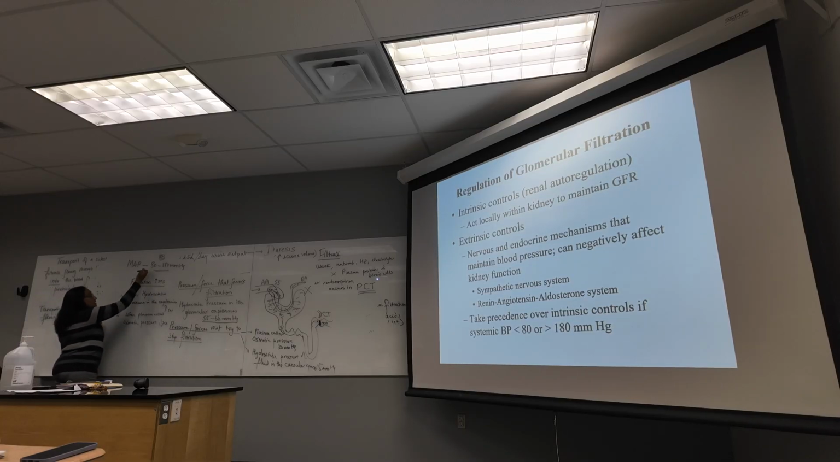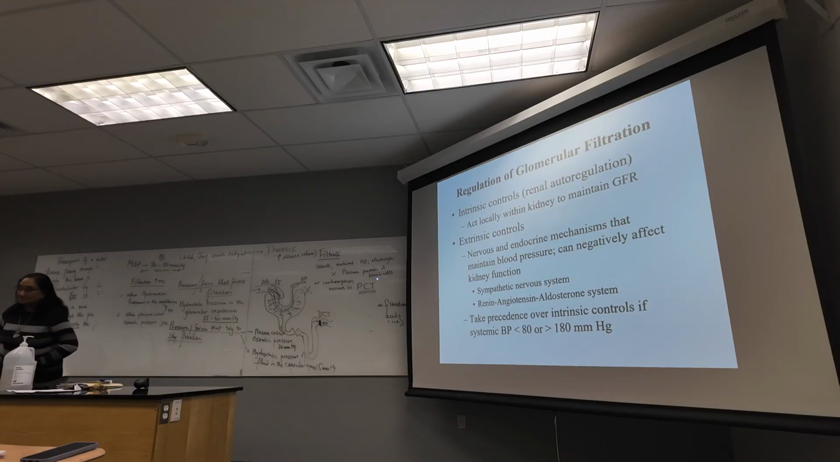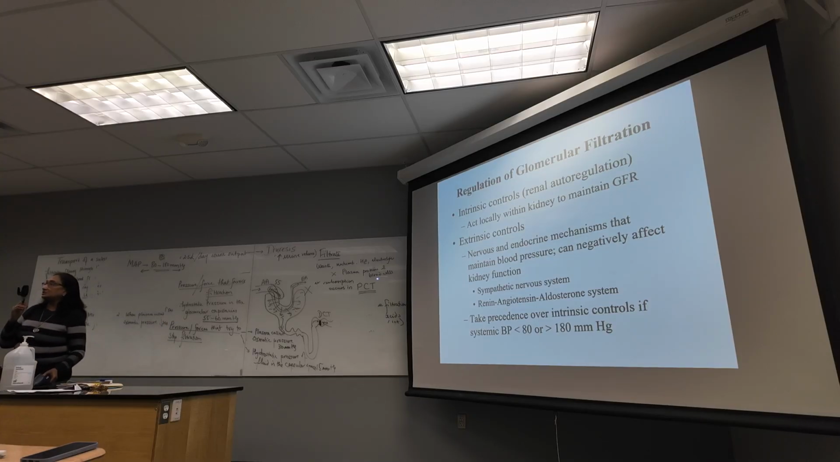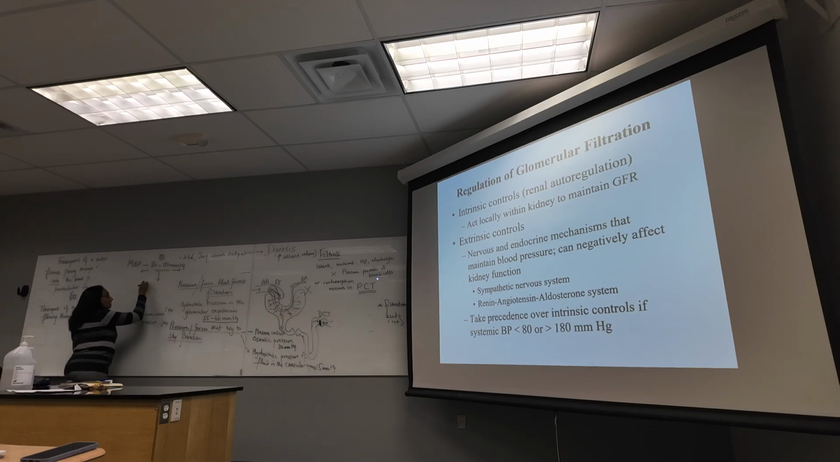Only when the mean arterial pressure becomes less than 80, glomerular filtration will drop. If it becomes more than 180, glomerular filtration will increase. So this is what is homeostasis in the kidney. How does it ensure that the glomerular filtration remains constant even when the blood pressure changes? This is what is called autoregulation.